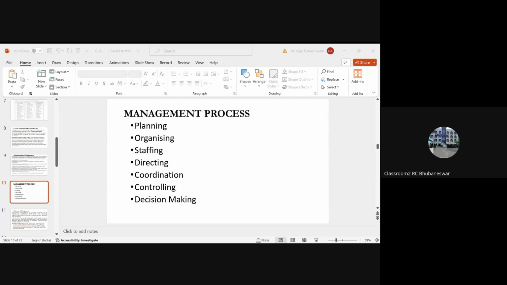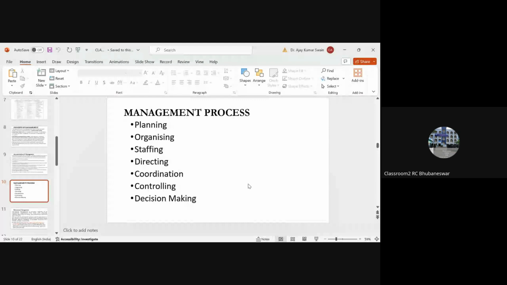As per planning, we have to organize the activity. Then third one is staffing. Next, directing, coordination, controlling. Then last one is decision making. So these are the different processes when we are managing our day-to-day activities or any educational programs. So all these steps should be followed for proper management.